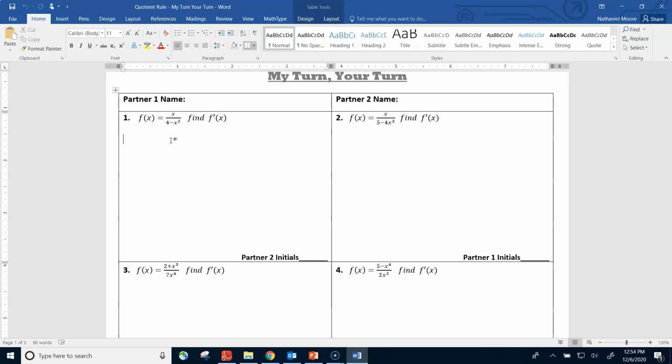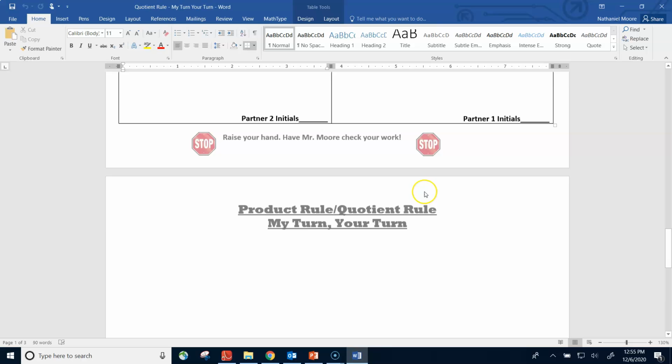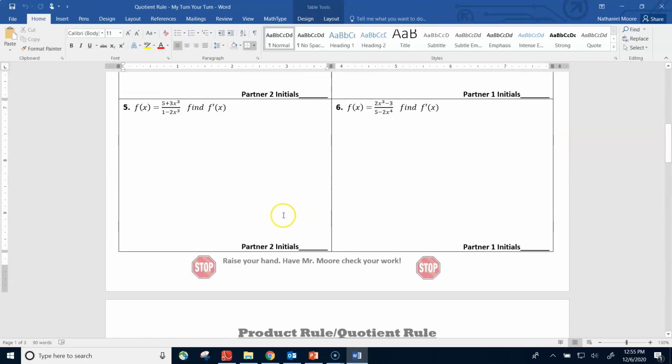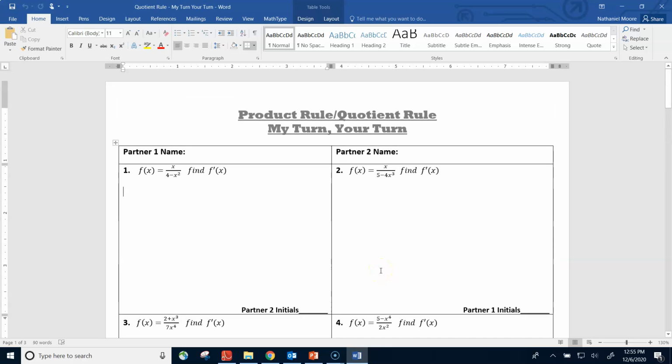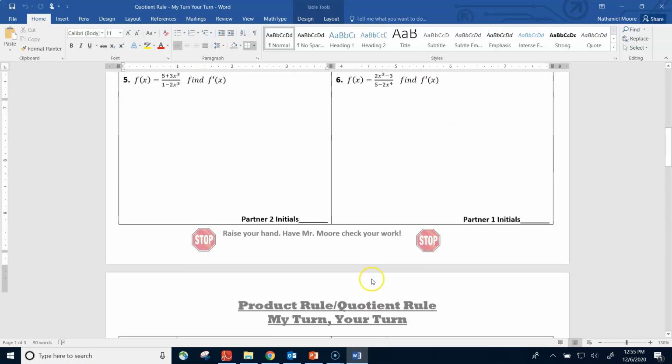Then once one problem is done, you will switch the pencils, and then partner 1 will tell partner 2 how to solve the problem or how to set it up, etc. And you guys can go back and forth across all of these problems for today. Now, if you get to the bottom, it says stop, raise your hand so that I can come there and check your work. If you have any questions, let me know because I'm here to help.